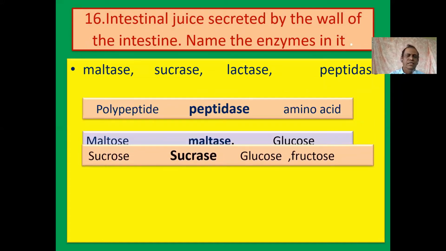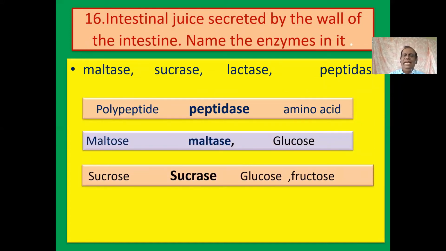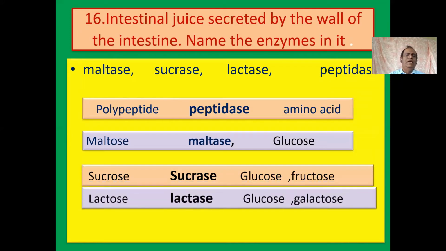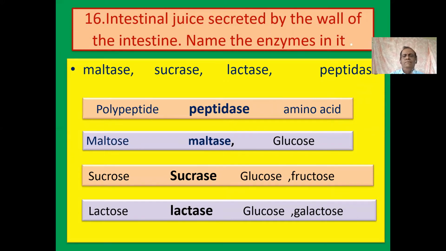Sucrose, you know, sugar. The enzyme is known as sucrase, and the products are glucose and fructose. Glucose and fructose are monosaccharides. Sucrose is a disaccharide. The fourth one, lactose, that is milk sugar. So the enzyme lactase reacts with lactose and produces glucose and galactose. Glucose, fructose, galactose, all are monosaccharides.